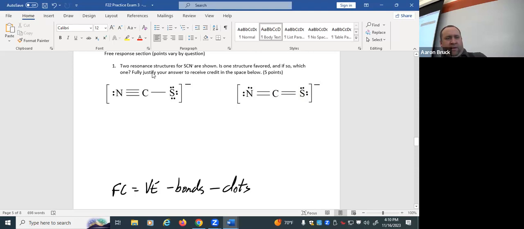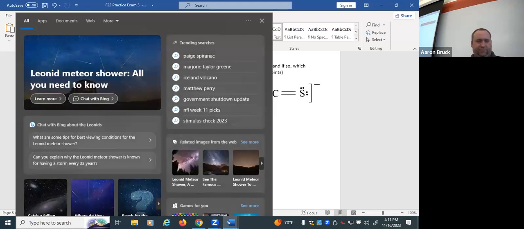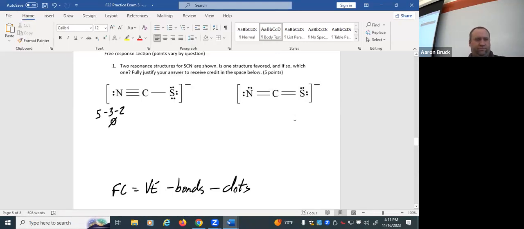So if we take the formal charge here on the structure on the left, we would look at this and say, okay, for the nitrogen, I've got 5 valence, I've got 3 bonds, I've got 2 dots, 5 minus 3 minus 2, I've got no formal charge. On this carbon, I've got 4 valence electrons, I've got 4 bonds and no dots, no formal charge here as well.